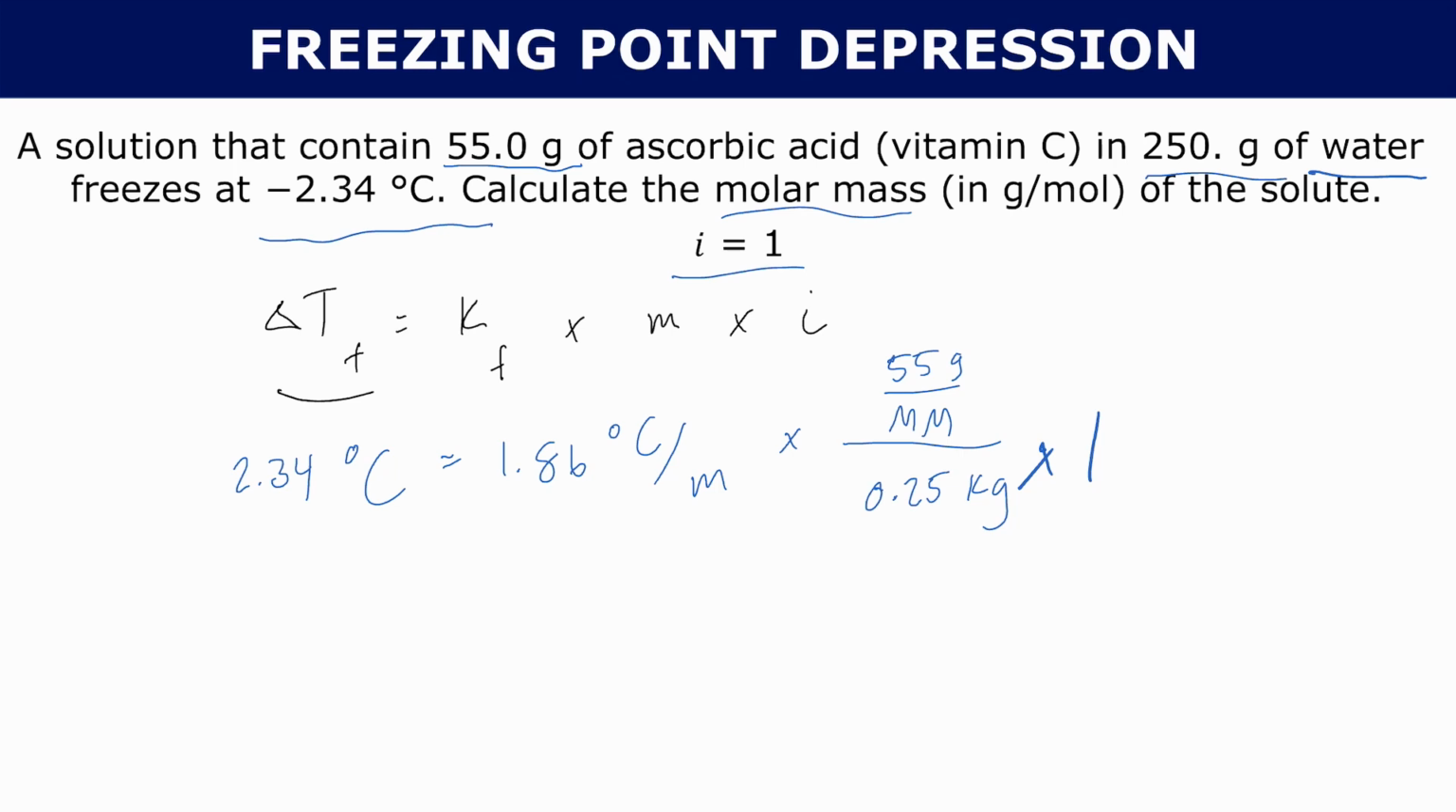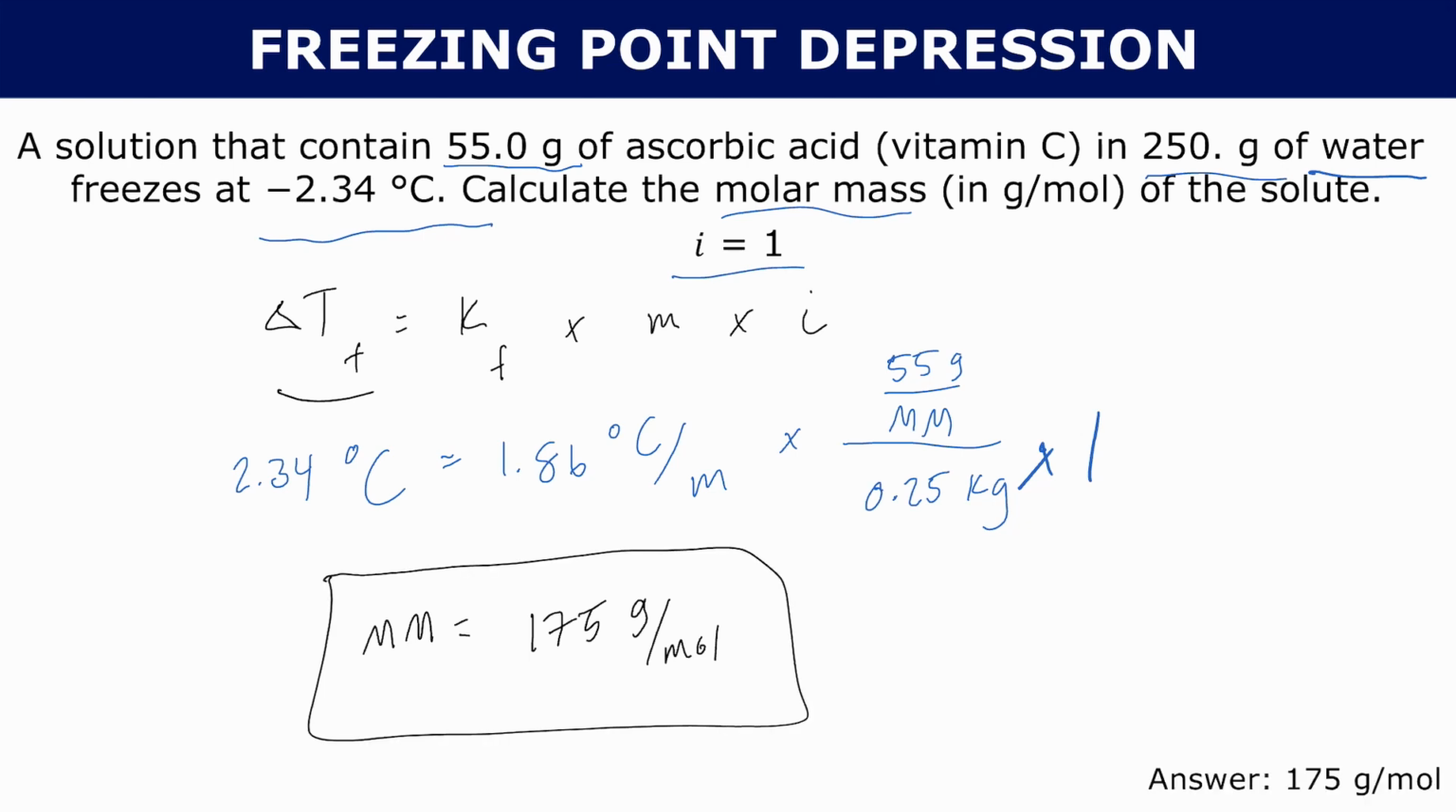So once you isolate for molar mass, you'll get that it's about 175 grams per mole, and that is our answer. So the main thing to realize here is that the change in Tf is going to be 2.34. That is basically all you really need to. The conceptual jump here is that the change in Tf is 2.34, and again, that's coming from the fact that the freezing point rather is negative 2.34, which is 2.34 degrees Celsius lower than it should be.